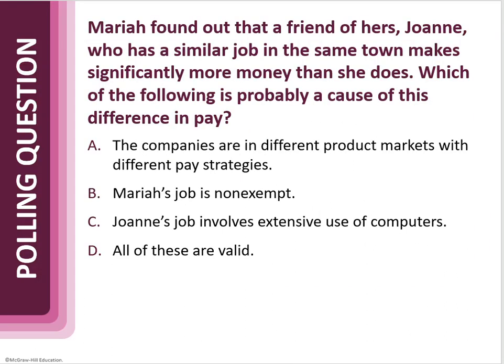So Mariah found out a friend of hers, Joanne, works a similar job in the same town, making significantly more money than she does, and she's not happy about it. Which of the following is probably a cause of this difference in pay? The companies are in different product markets with different pay strategies. Mariah's job is non-exempt. Joanne's job involves intensive use of computers. Or all of the above.